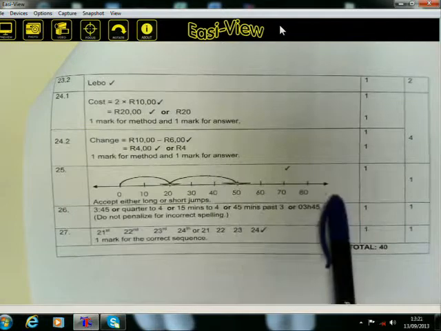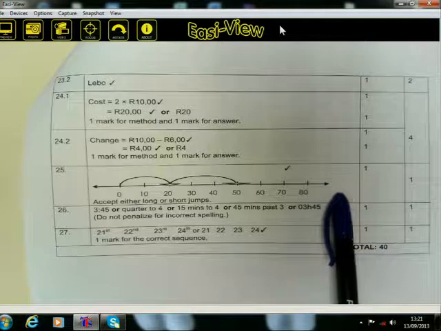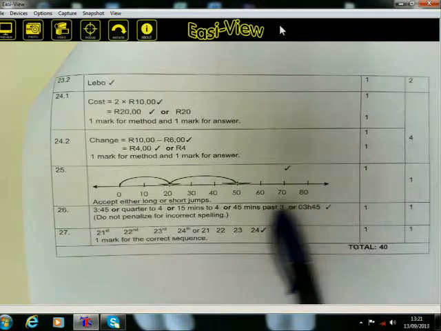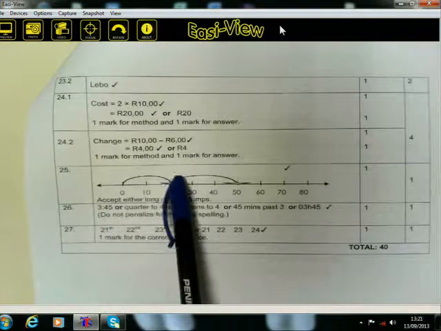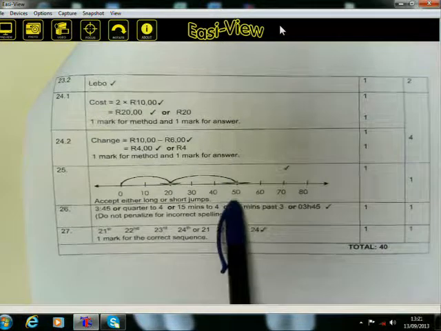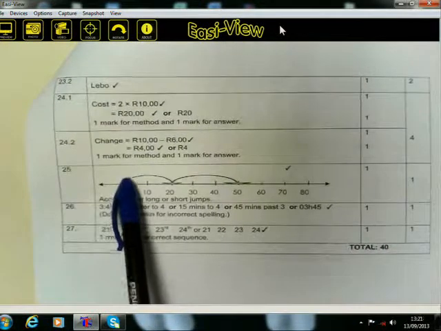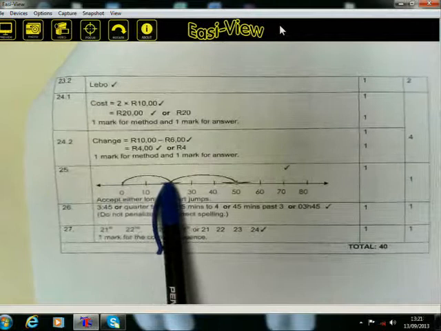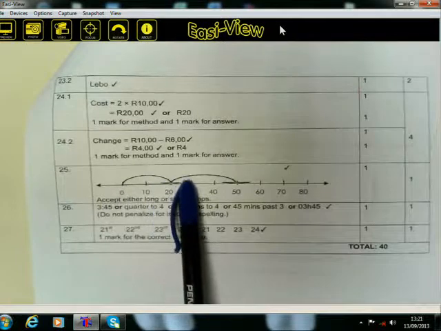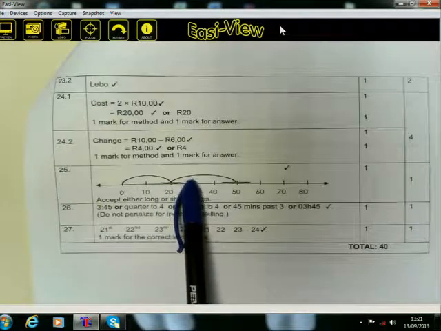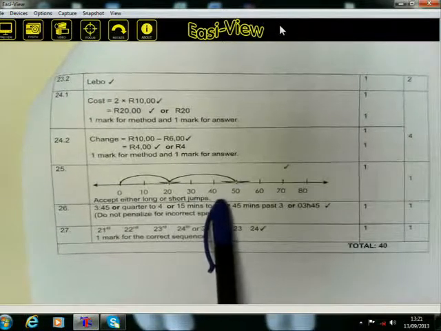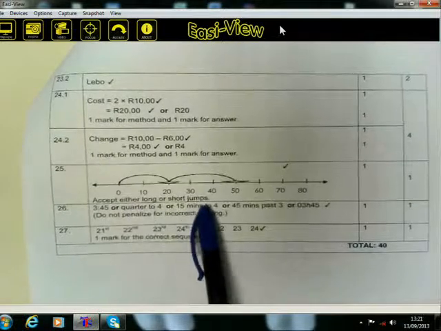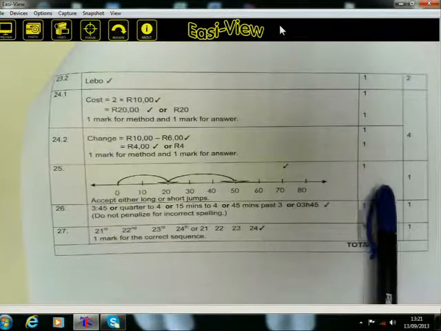25, show how you will use the number line to calculate 20 plus 30. Accept either long jump or short jumps, so the child could go and say there's 20 and there's 30. It gives you 50. Or the child could say 10, 20 and then 30 again, 30, 40, 50, like the short jumps. That will be the short jump. So they can indicate a long jump or a short jump for 1 mark.